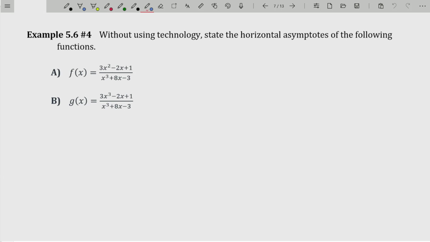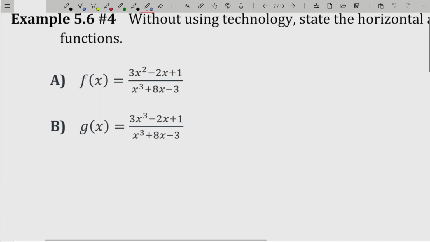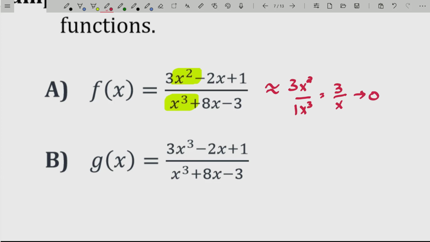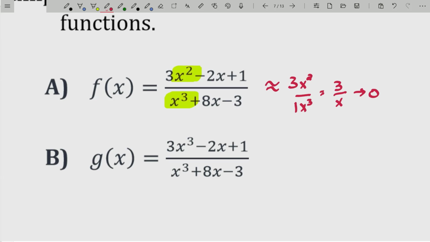Without using technology, state the horizontal asymptotes of the following functions. Without using technology. So now we're not allowed to use Desmos. Well, if you take a look at f of x here, the degree of the numerator is 2. The degree of the denominator is 3. So the denominator has more power. So you could say, this is not exactly, but over the long haul, it roughly mimics 3x squared over 1x cubed, which is 3 over x, which tends to 0 as x gets massive. It's like saying 3 over a trillion. Well, 3 trillionths is nothing. So this has a horizontal asymptote at y equals 0.